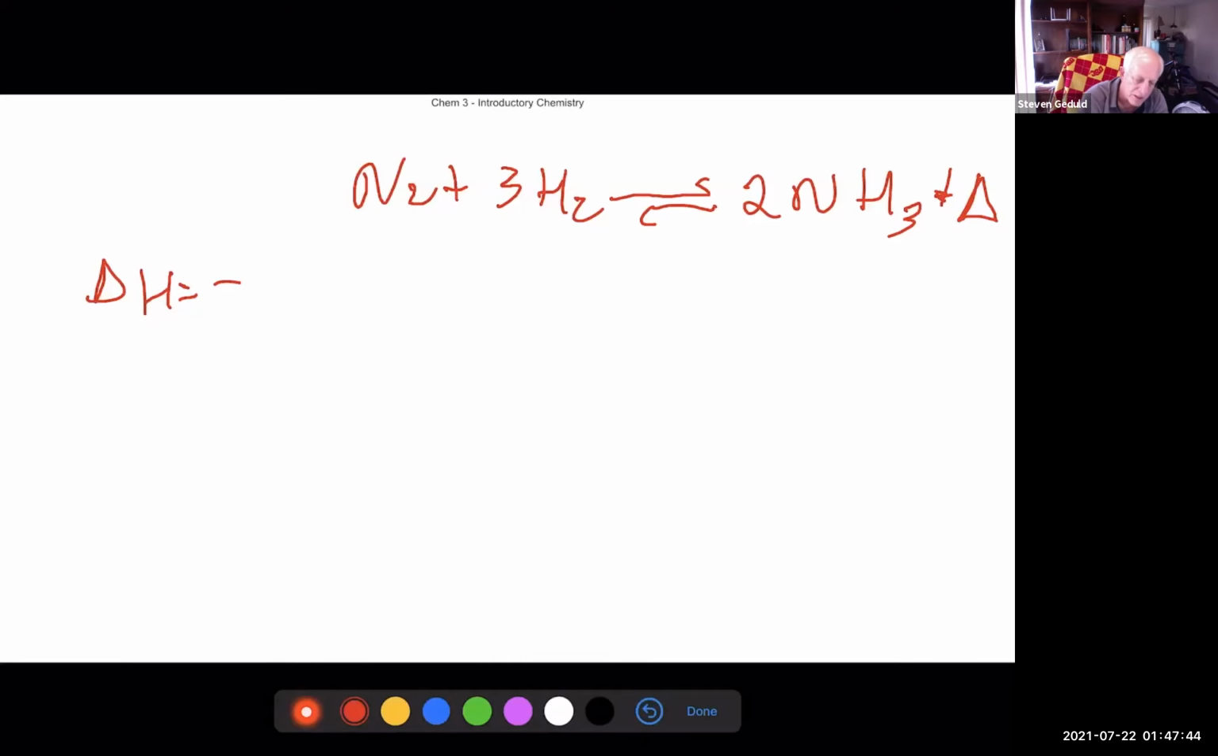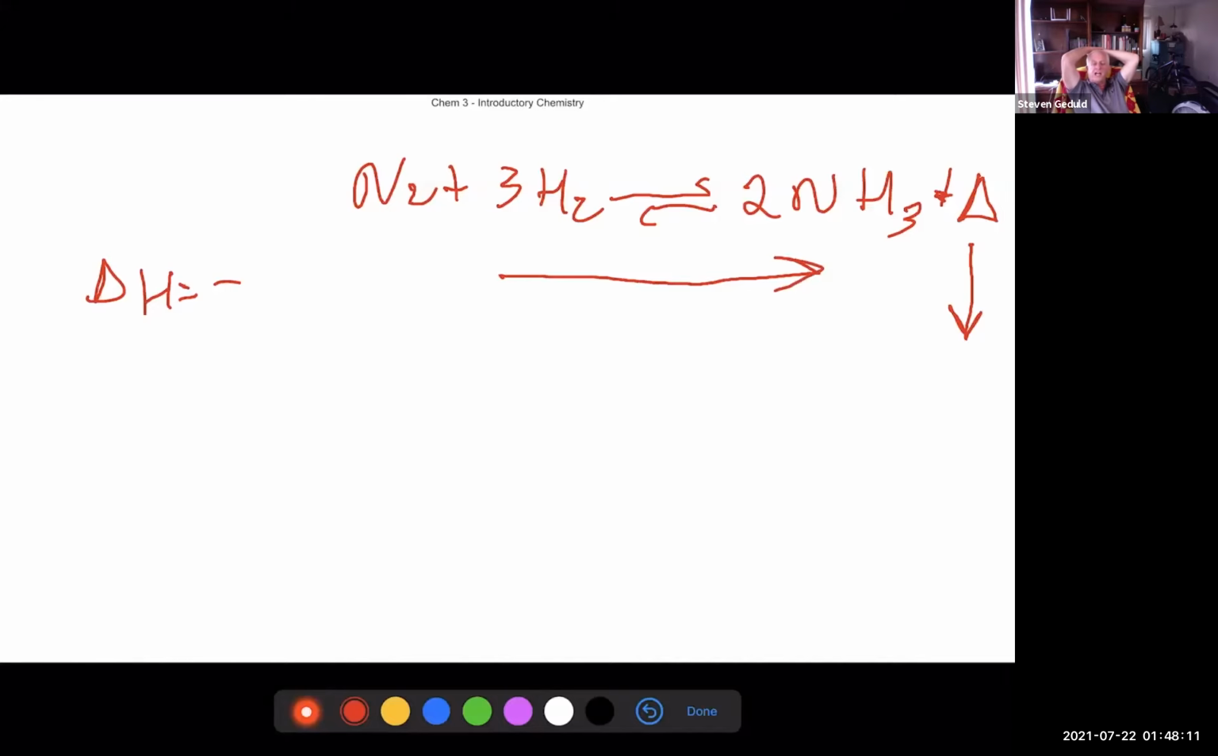If I decrease the amount of heat, equilibrium is going to try to reinstate it by bringing it back up. So it's going to draw my reaction to the right to make more heat. So if I want to make more NH3, I decrease the heat. I don't increase it. Decreasing the heat drives your reaction to the right, decreases your amount of nitrogen and hydrogen, and increases your amount of NH3.